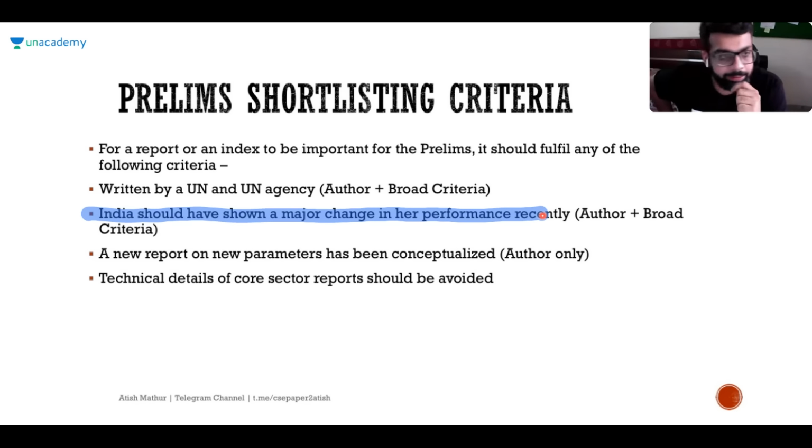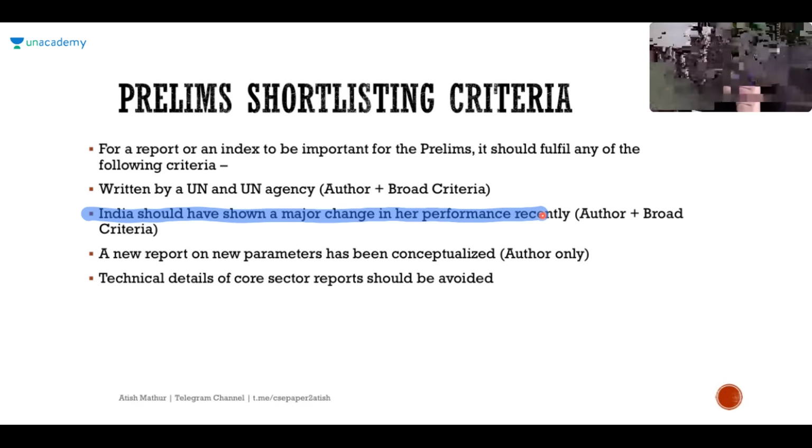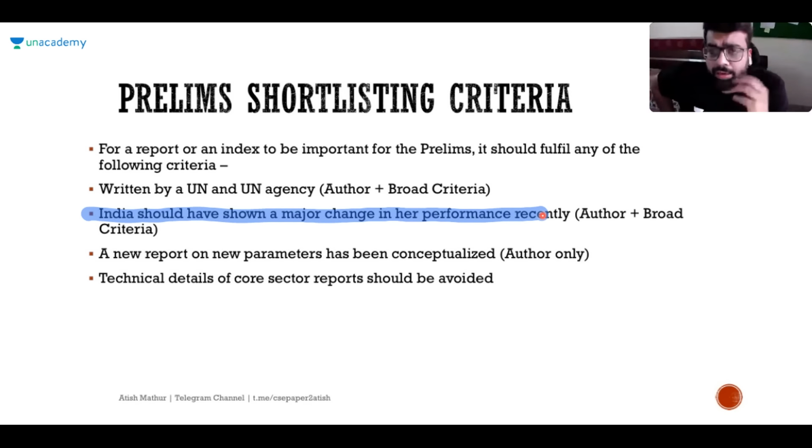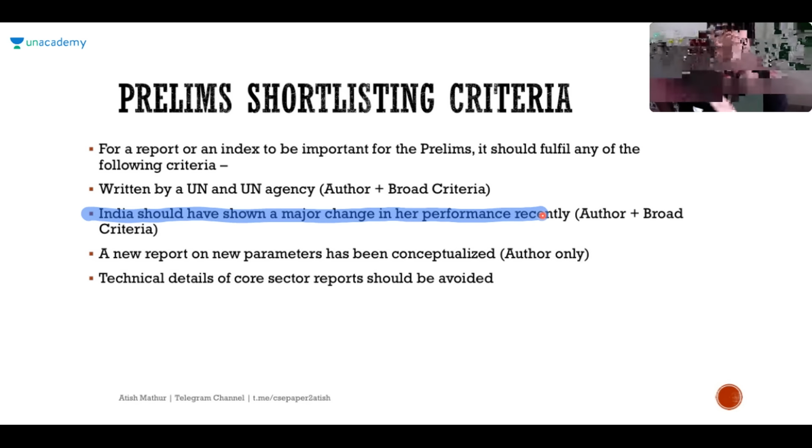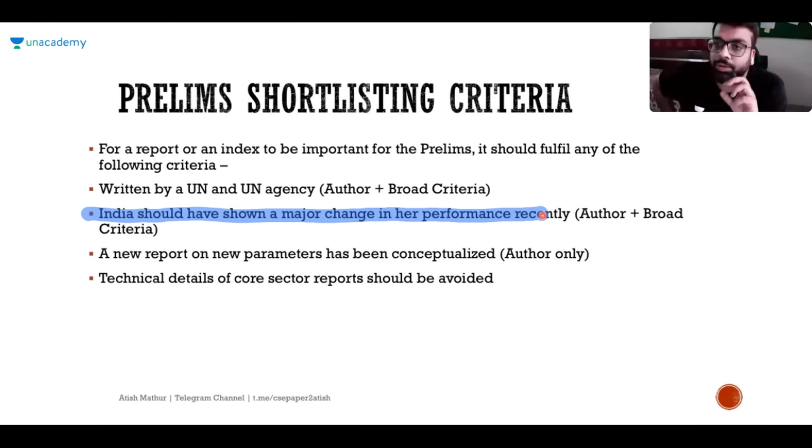All right. Okay. Now, third, if there has been a new report written by any organization, UN, non-UN, could be an NGO, could be a multilateral organization, but it is a new report or new parameters, then in that case, you just need to know who's written that report. You don't need to know the contents of the report. You don't need to know the criteria on which the report has been framed, and that's it.